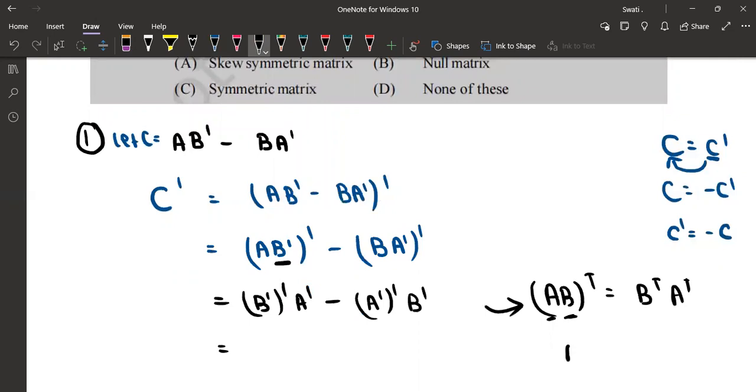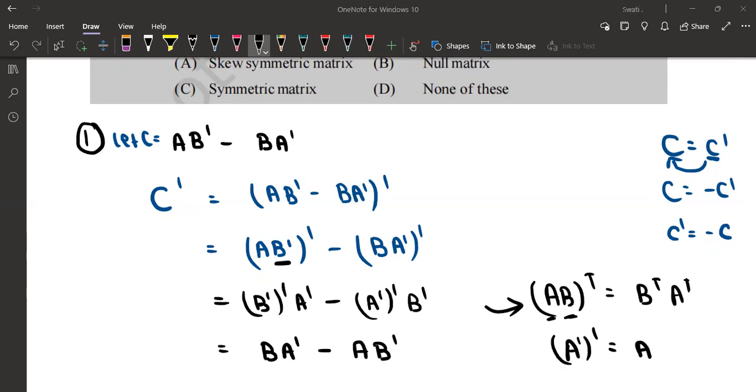Now, what is the formula of (Aᵀ)ᵀ? When we have a transpose of transpose, both the transposes get cancelled and we get just A. And a very nice proof: you can take a matrix, do the transpose of it, and you will get another matrix. If you do the transpose of that matrix once again, you will go back to your original matrix. That is why (Aᵀ)ᵀ is A. So (Bᵀ)ᵀ will become B, Aᵀ as it is, minus (Aᵀ)ᵀ will become A, and Bᵀ as it is.